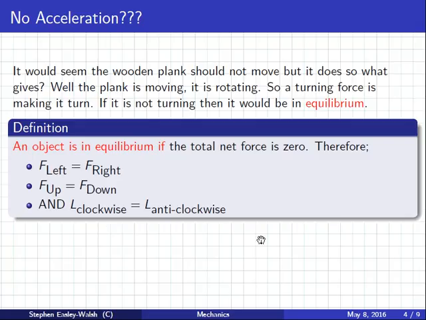And of course, you know these words. This way is clockwise, and this way is anti-clockwise. Okay, so you can write this down now.